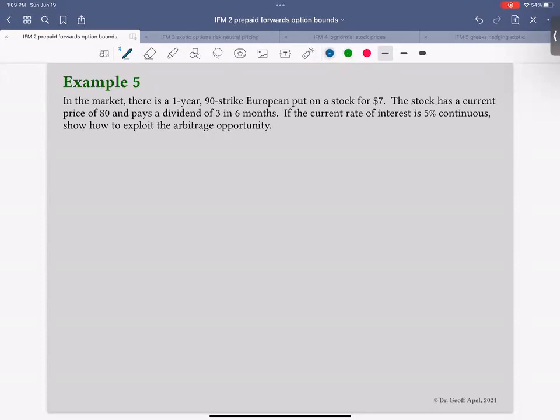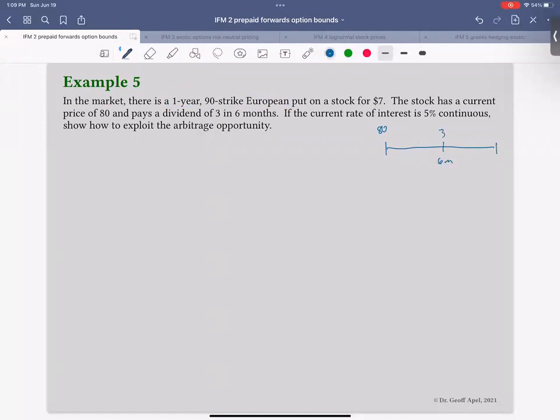So this is here, in the market, there's a 1-year 90 strike European put on the stock for $7. Okay, the stock has a current price of 80. So, European, 1 year, got it. The stock has a current price of 80 and pays a dividend of 3 at 6 months. Okay, so I'm just going to draw that situation out now. So it's currently 80. In 6 months, it pays a dividend of 3.